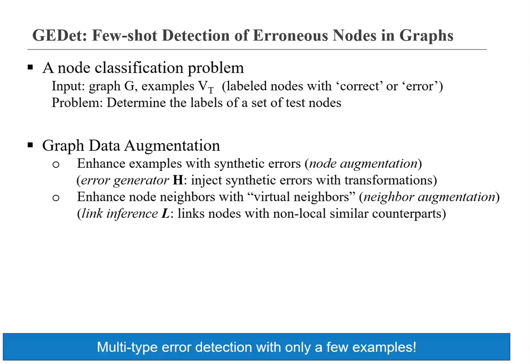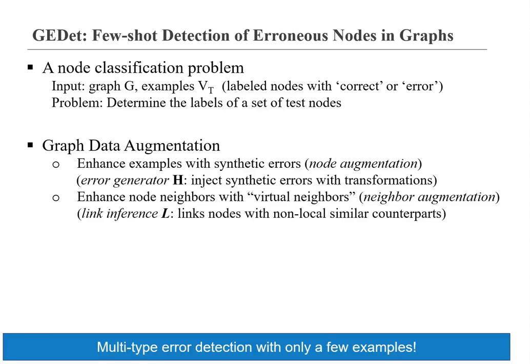GEDet then enables graph data augmentation. It has an error generative model H that generates synthetic erroneous examples. The learned transformations capture various types of errors from training data. GEDet also consists of a link inference model L that infers meaningful connections as long-range dependencies to complete the graph, which mitigates the impact of missing edges and facilitates graph representation learning.